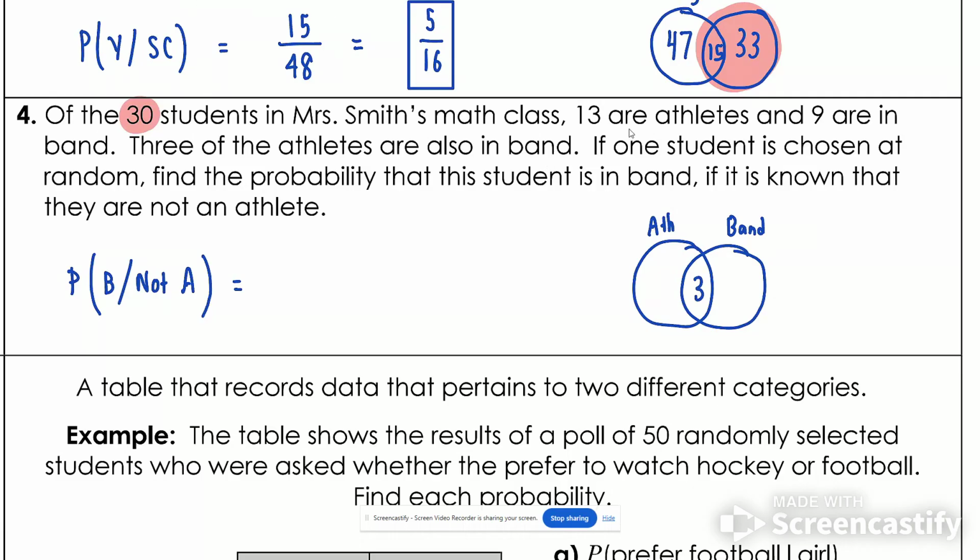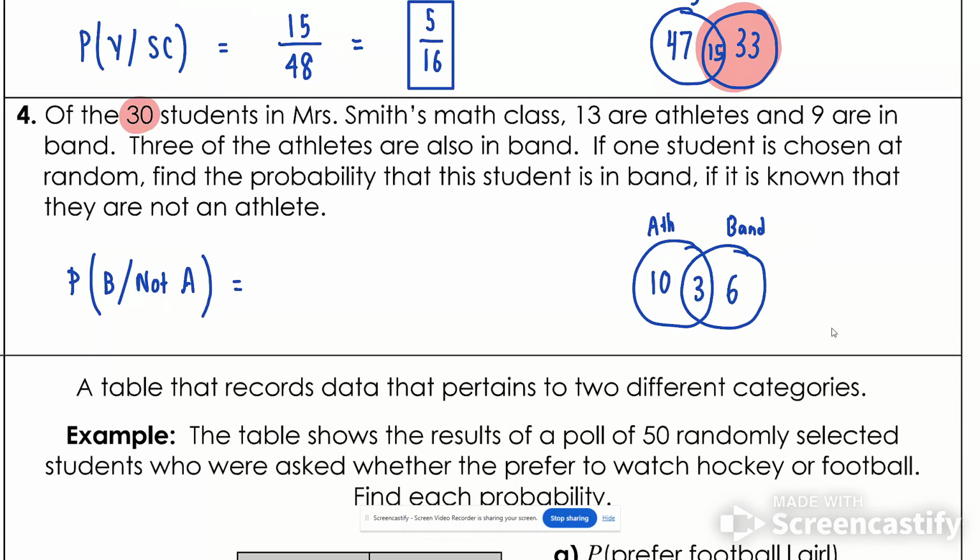Now, if 13 are athletes and 3 of them are in both, how many are athletes only? 10. And if we have 9 people who are in the band, but 3 of those are athletes also, how many are only in the band? Well, that's 6. Okay, that's 6. So here's the question that's asked. We're trying to find the probability that they're in the band, given that they're not athletes.